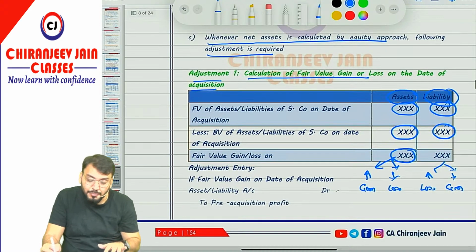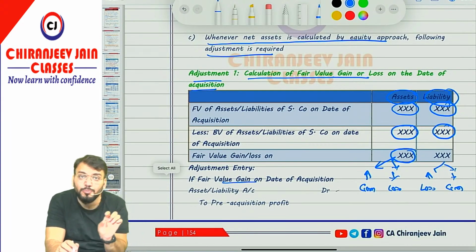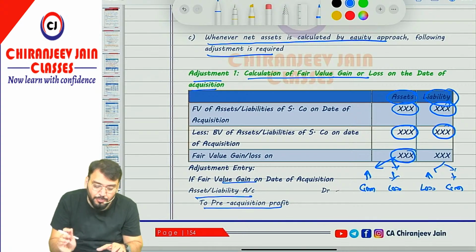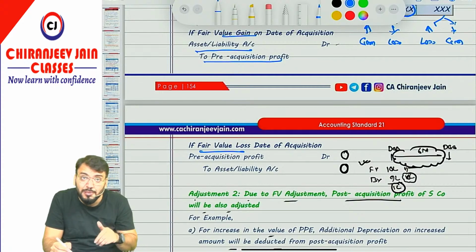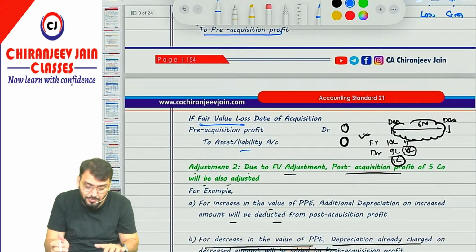Yes, sir. For fair value gain, what journal entry will we pass? Asset account debit to pre-acquisition profit, or if the liability decreases, we will pass liability account debit to pre-acquisition profit. So asset or liability account debit to pre-acquisition profit. Similarly, for a fair value loss, the journal entry is what? Pre-acquisition profit account debit to asset or liability. Got this point? But normally they don't ask about liability.